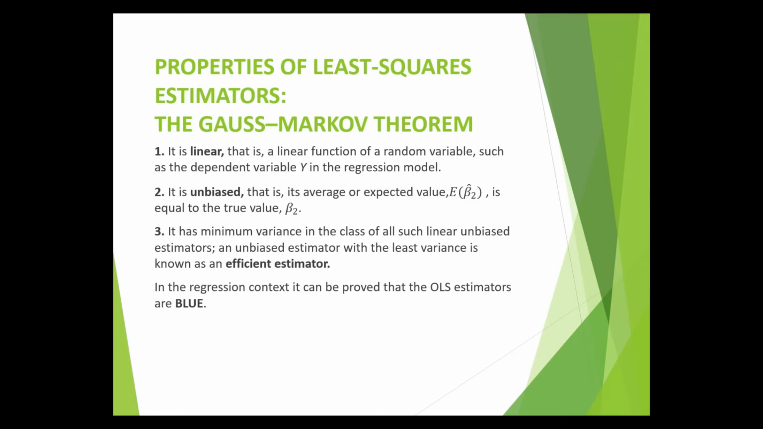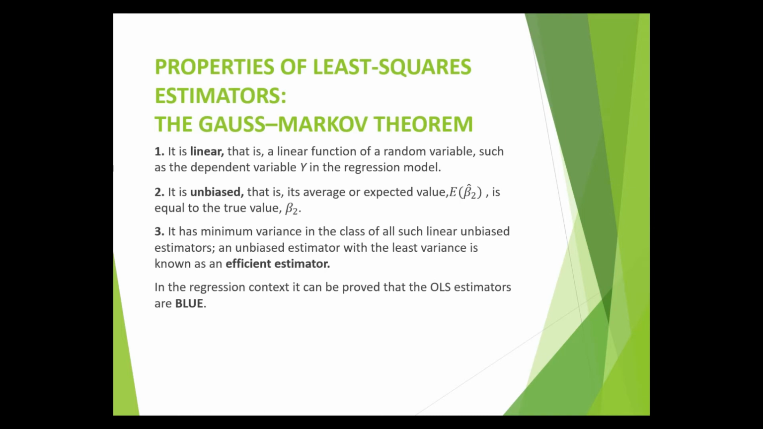The linearity property says that it is a linear function of random variables such as the dependent variable y in the regression model. It means that the association of a parameter estimate, OLS estimate, with the dependent variable y would be consistent and constant. So that would create a linear effect. That's why all the OLS estimates are linear in nature. But in all those linear estimates, most of them are unbiased.